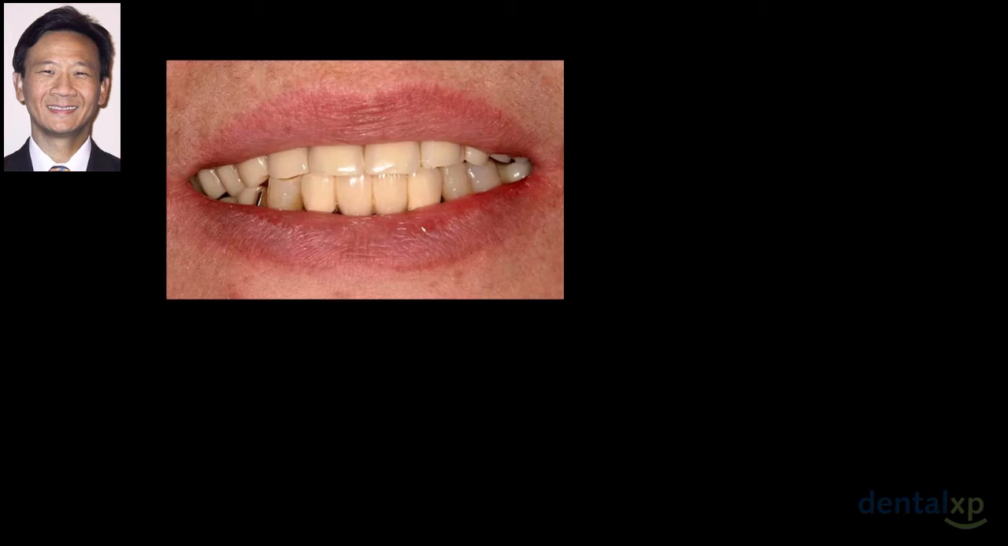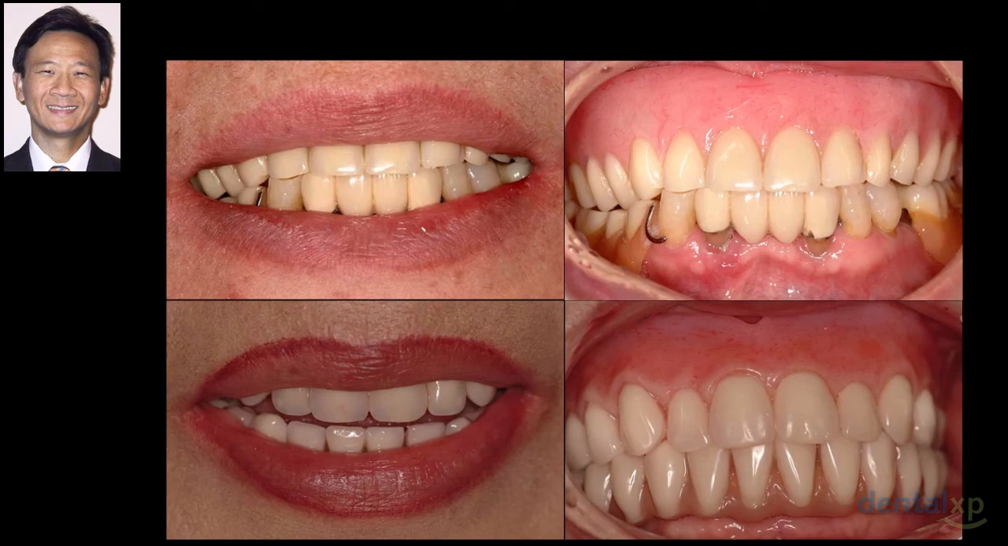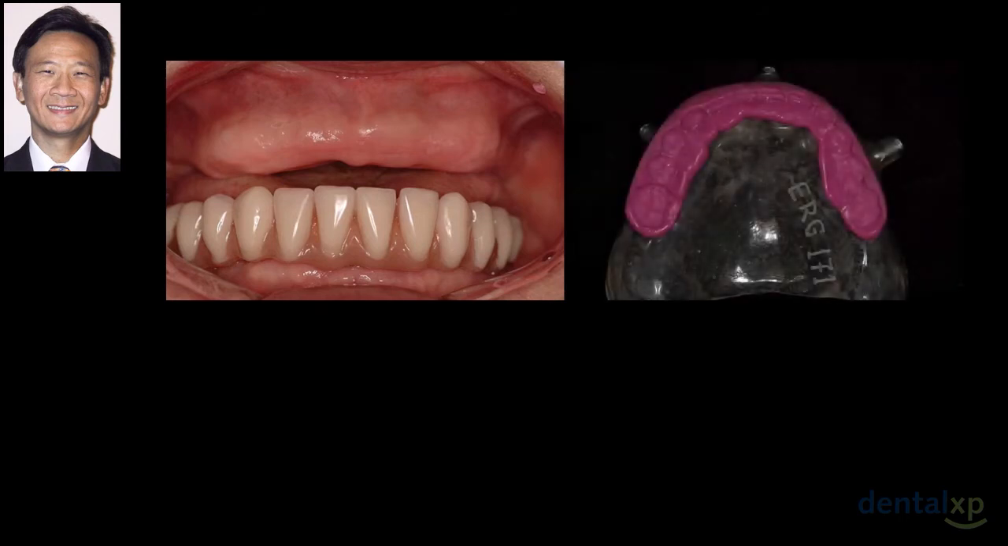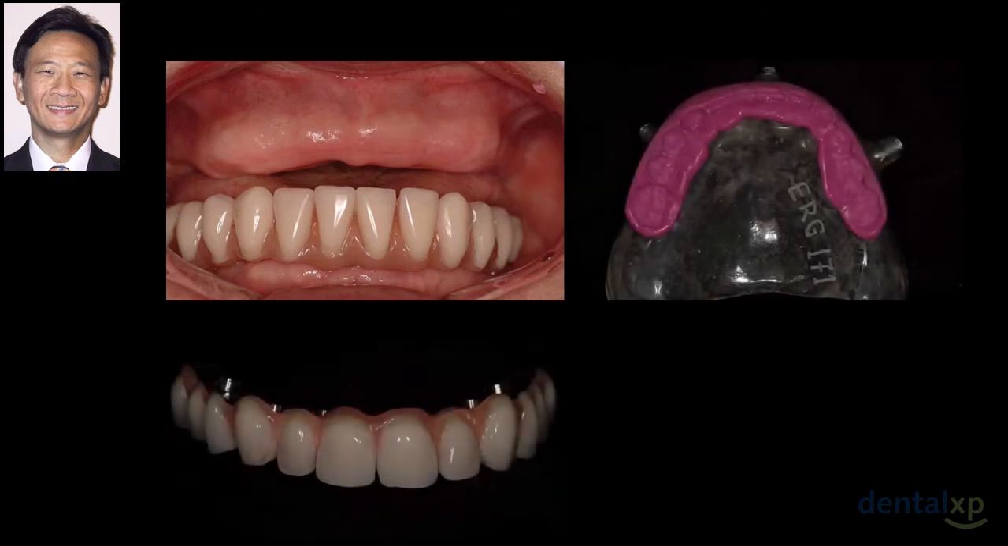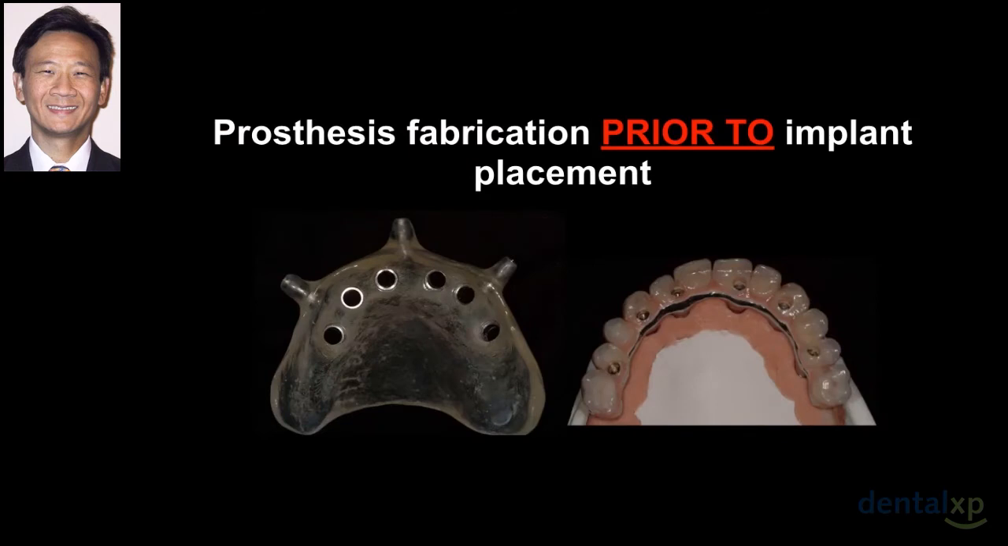This is patient number 7 before, and this is the patient after placement of the implants on the mandibular arch. A year later, the maxillary arch was then treated with a titanium framework, using Nobel Guide and Nobel Guide surgical templates. The titanium framework was prefabricated and the prosthesis prefabricated prior to implant placement.